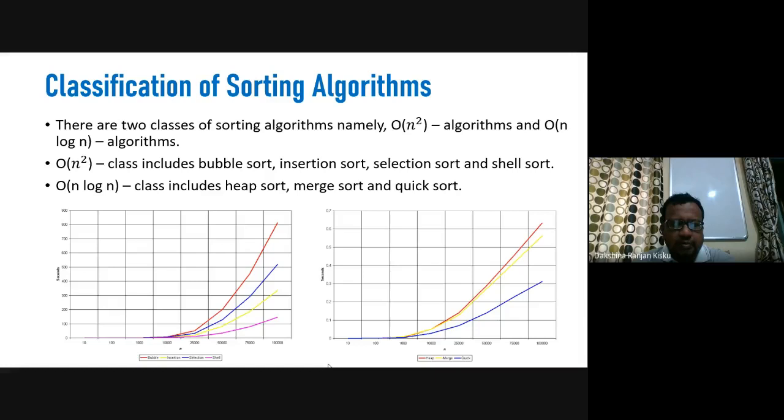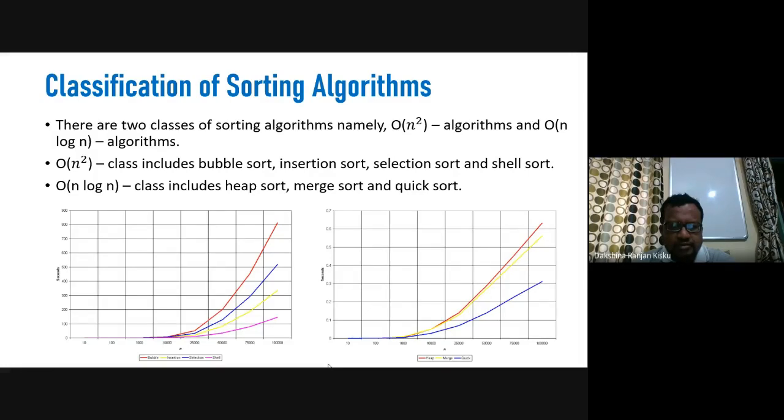In order of n log n class algorithms, we can see heap sort, merge sort, and quick sort are available. So heap sort, merge sort, and quick sort will be included in the order of n log n class algorithms. If we study the order of n square algorithms, especially the sorting algorithms, then we can see that on the same input, bubble sort will take more time than insertion sort, selection sort, and shell sort.